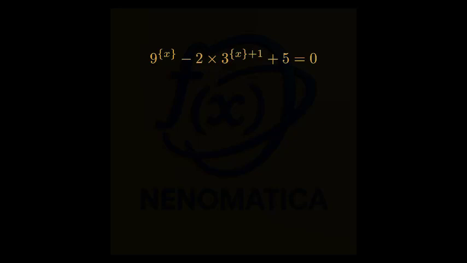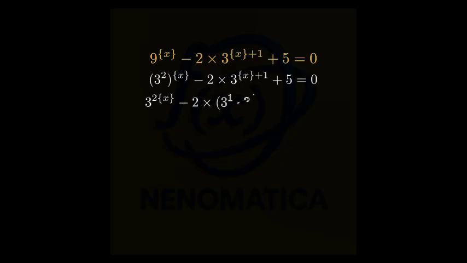Step 1. Rewrite each term using the same base. Since 9 is 3 squared and 3 to the fractional part of x plus 1 is 3 to the first times 3 to the fractional part of x, we can rewrite the equation. First, we write 9 as 3 squared. Next, separate the exponent plus 1 as 3 times 3 to the fractional part of x. Now combine and simplify to get a quadratic form in terms of 3 to the fractional part of x.